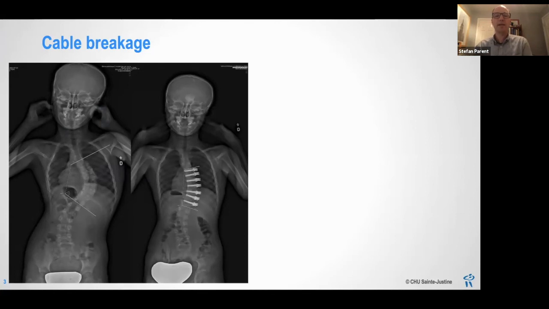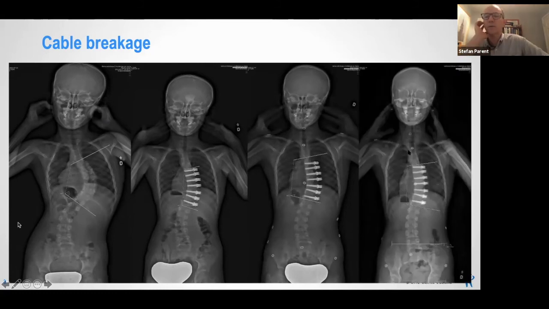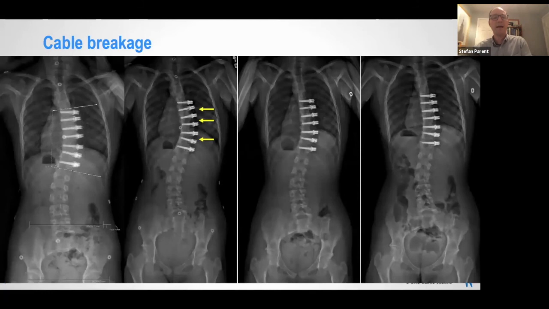This patient, that's immediately post-op, and then at 12 months, you can see that she's starting to correct progressively. Later on, that's 18 months post-op. And then she does come back at 24 months with a broken cable. At that time, she was still Risser 1. We just went from 69 to about 25 and then bouncing back to 30, 32.